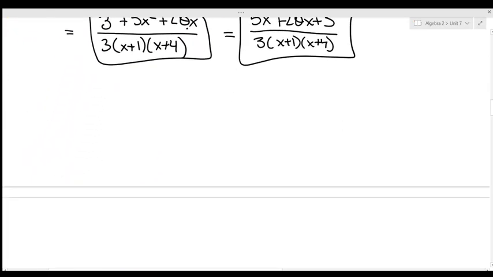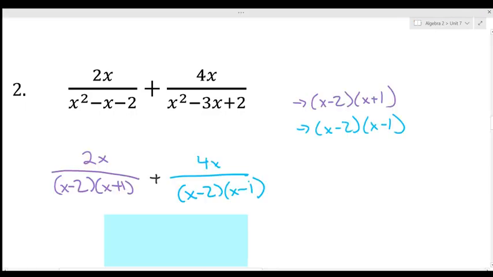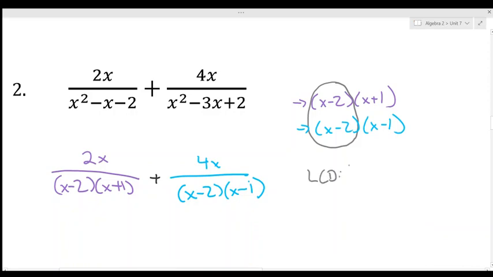All right, moving on. We have 2x over 2x squared minus x minus 2 plus 4x over x squared minus 3x plus 2. Okay, now we're going to circle the pairs, or anything that matches between the purple and the blue. What matches is, let me find my gray pen here, this x minus 2. Since both blue and purple have it, for the LCD we only have to write the x minus 2 once.